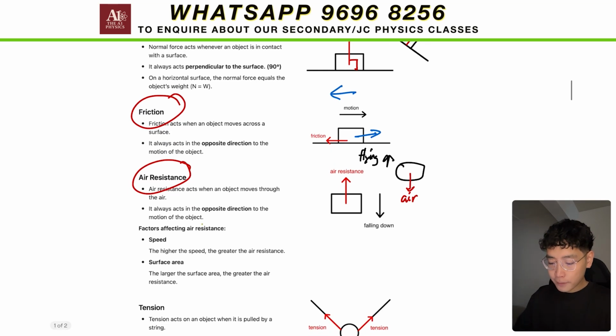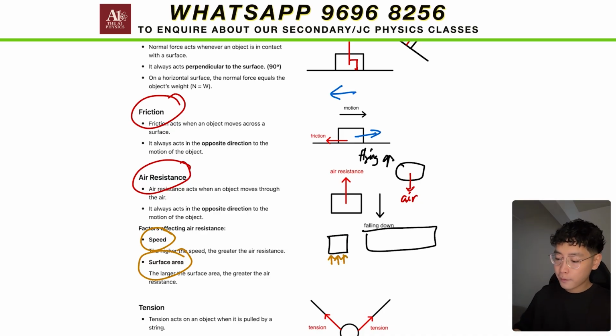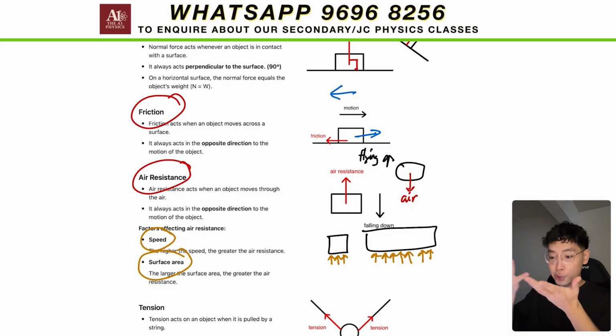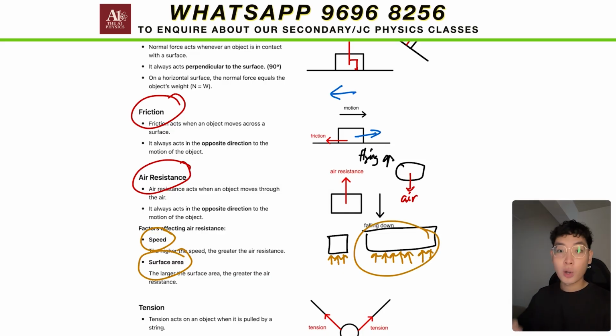Right, so just some factors affecting air resistance. The first one is speed. If you move faster, you will have more air resistance. The second factor is surface area. If you have a very small surface area, the air resistance is not so much, right? Compared to if you have a very, very big surface area, the air resistance is going to be bigger, because there's more space for the air to push you. So bigger surface area, more air resistance.